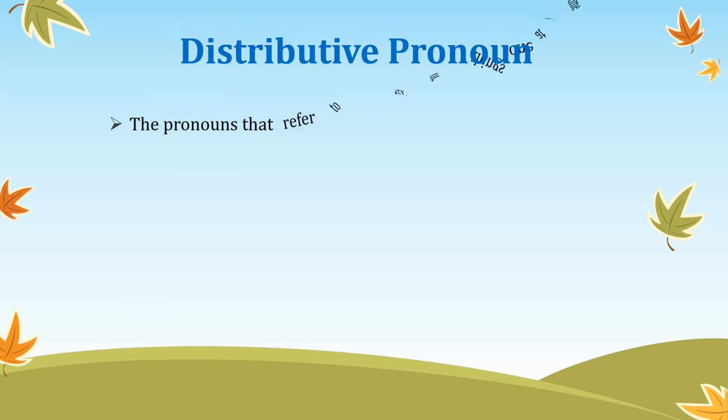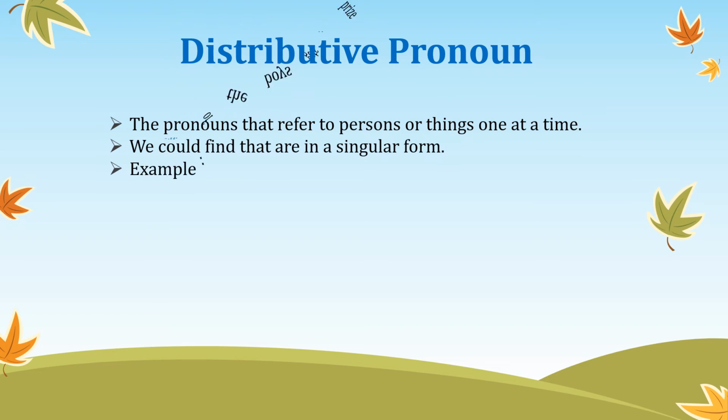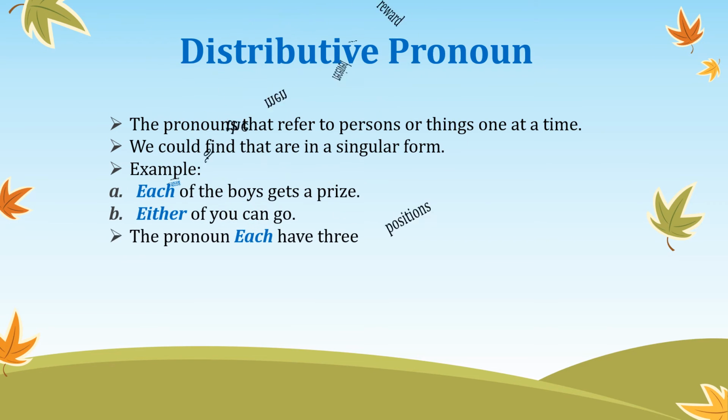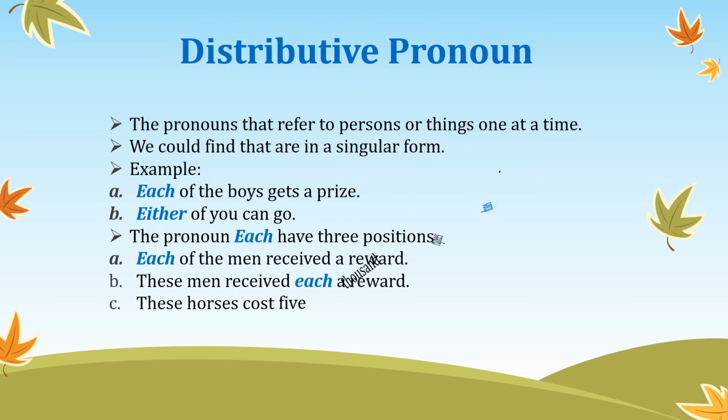The next type of pronoun: the pronouns that refer to persons or things one at a time. I am picking up one by one to speak, like each one of the class will get the chocolate. That means if I have 70 students in the class, I will provide each child a chocolate. So I am picking up one by one child, speaking in particular, which is again a distributive pronoun. So the pronouns that refer to persons or things one at a time are called distributive pronouns.